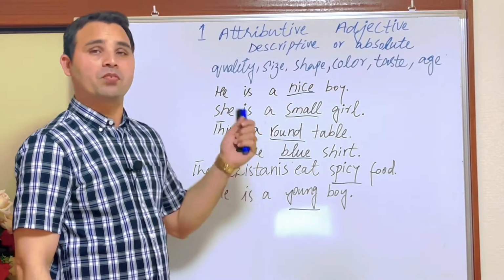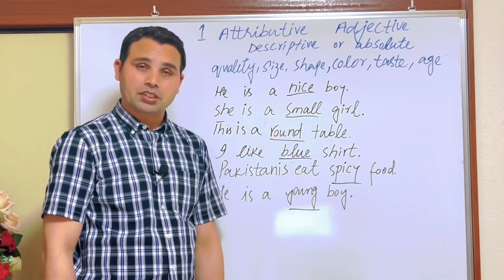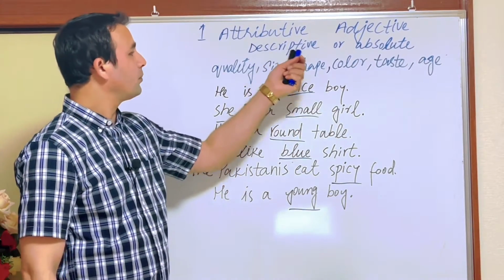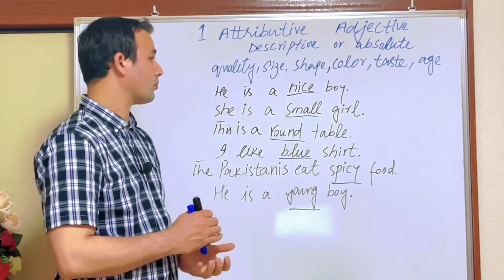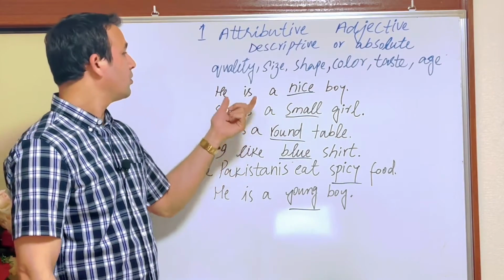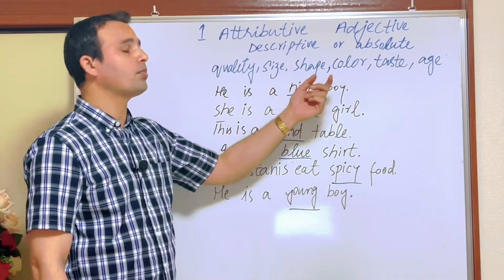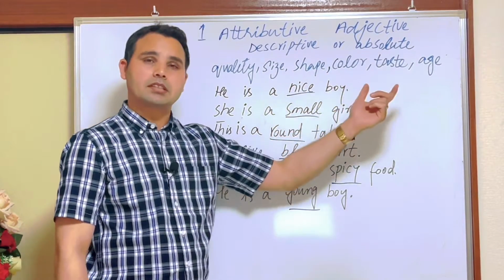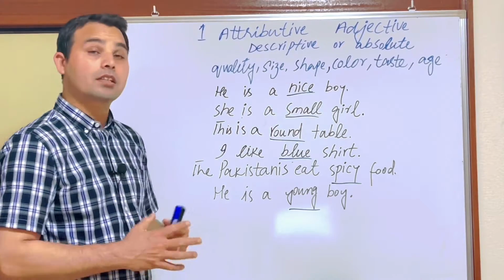The very first type of adjective is attributive adjective. You can also call it descriptive or absolute adjective. You can give any name. Attributive adjectives will tell you about the quality, size, shape, color, taste, or age of a noun or pronoun. So let's see the examples here.